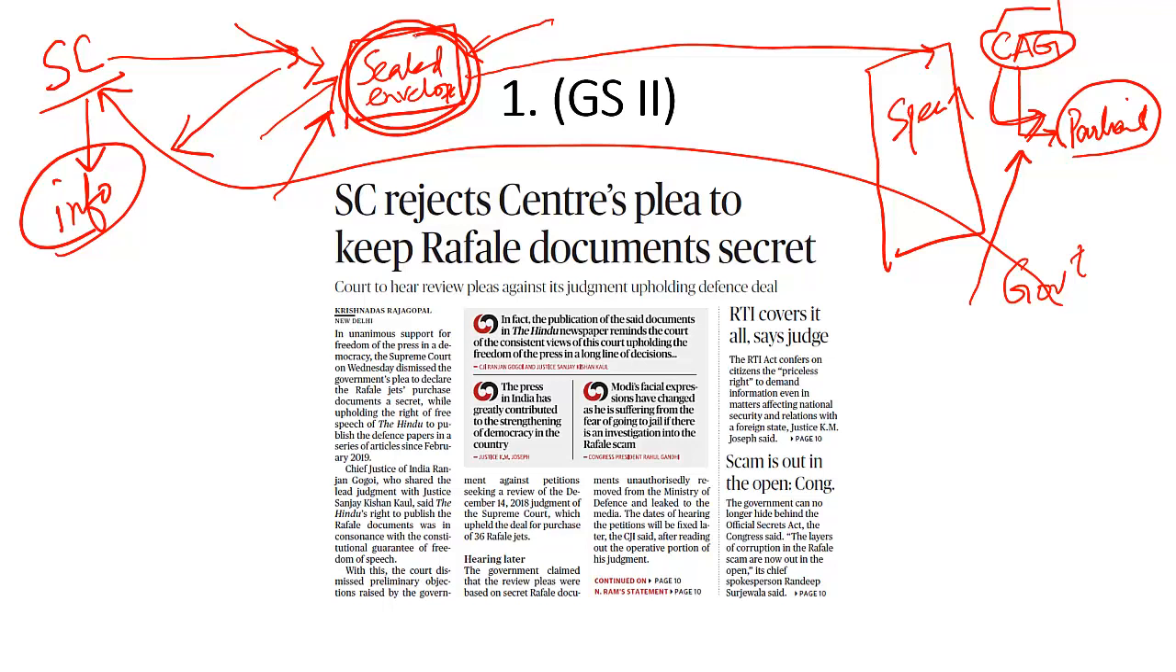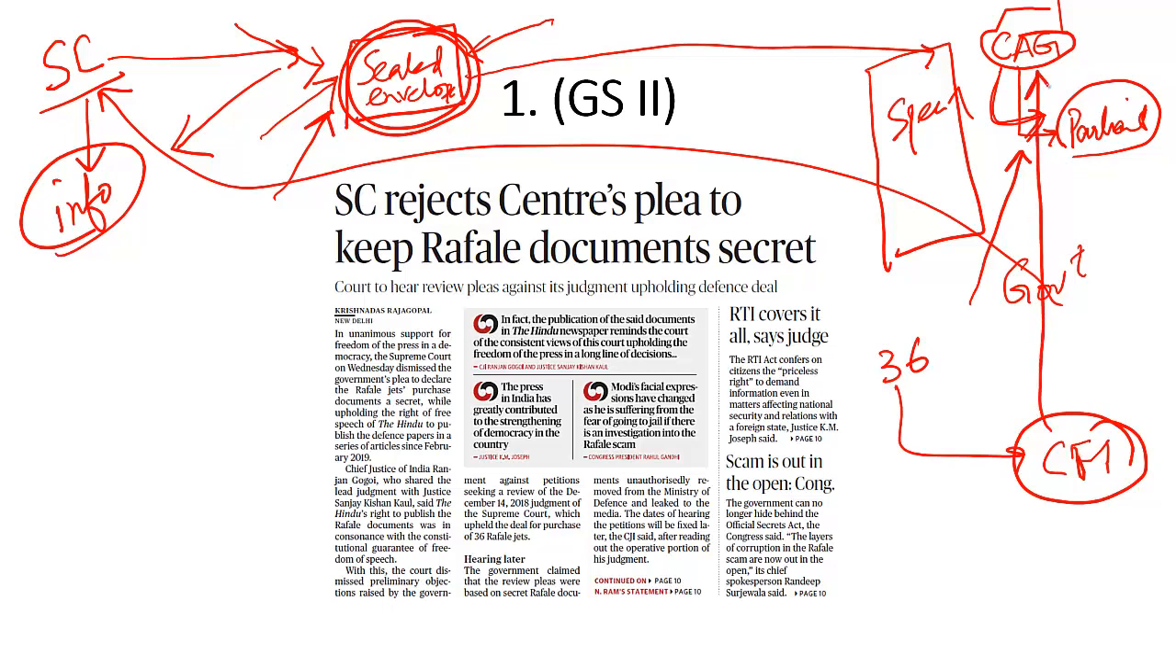We didn't say that the CAG has published a report and this report has been tabled on the floor of the parliament, but what we said is that the money for these 36 fighter jets would be paid out of the Consolidated Fund of India, and all the expenses paid out of the Consolidated Fund of India will be audited by the CAG, and then the CAG will prepare a report and present it before the Parliament.